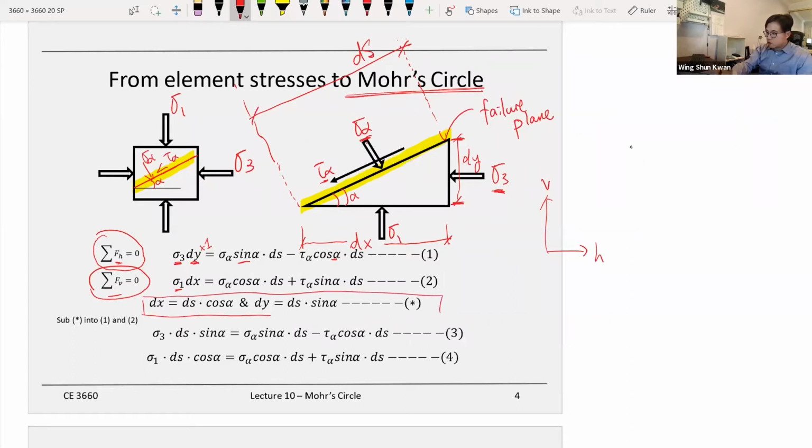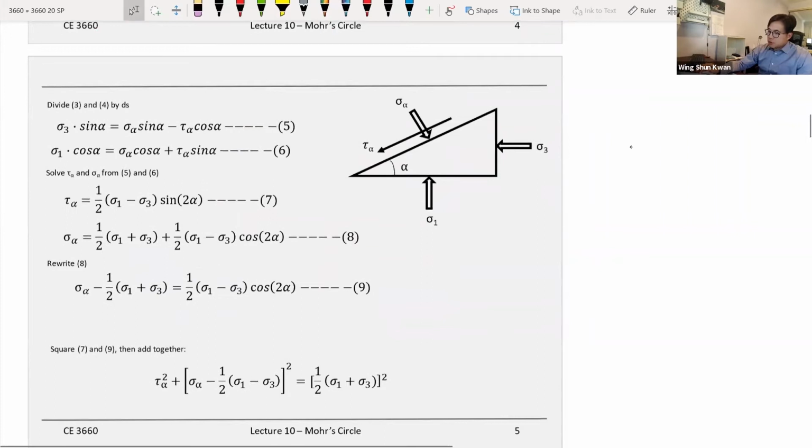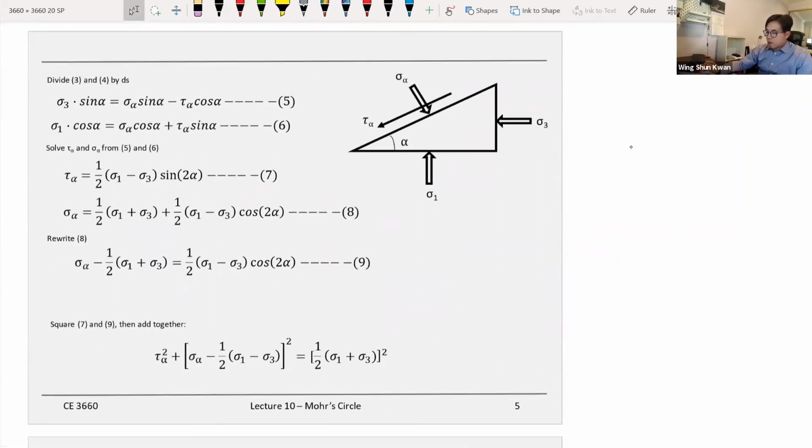From the triangle that you have, you take care of the dx and dy, and both of them now are in terms of ds and the cosine alpha and sine alpha. So you have those 3 equations, and if you work on those 3 equations, those are just math. So working through all this math, I provide you the solutions already.